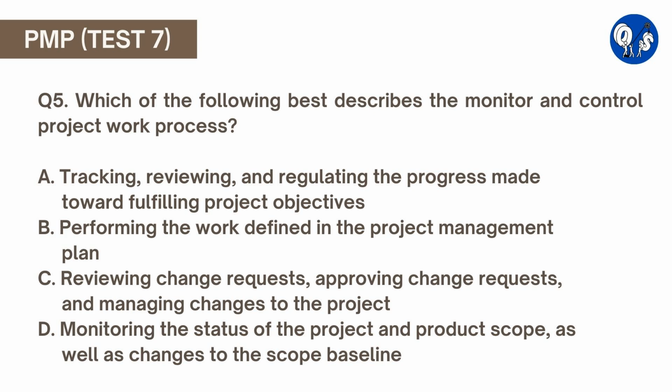The monitor and control project work process tracks, reviews, and regulates the progress made towards fulfilling the project objectives. Option B is incorrect because it describes the direct and manage project work process. Option C is incorrect because it describes the perform integrated change control process. Option D is incorrect because it describes the control scope process.